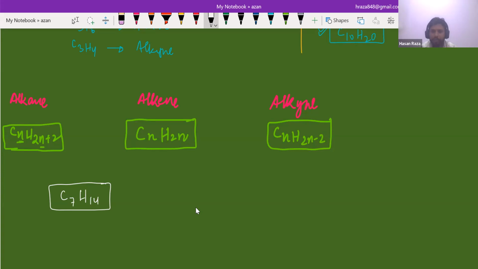If you still don't understand, just let me know. Sir, how did you get alkene? See, it's very simple. The number of carbon is 7, and the number of hydrogen is double the carbon. That means it is alkene. Okay. Just let me know.